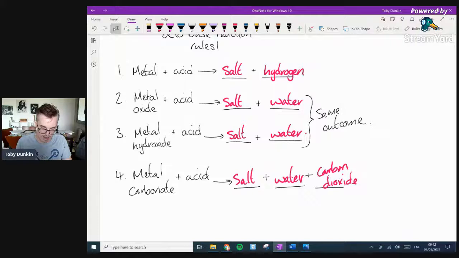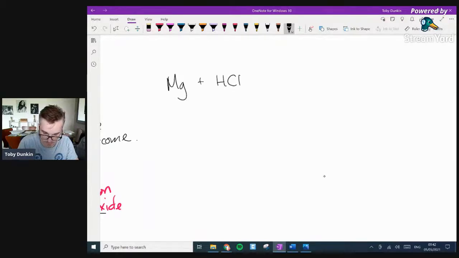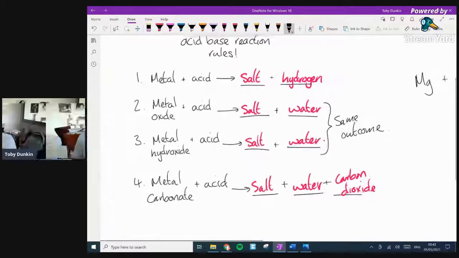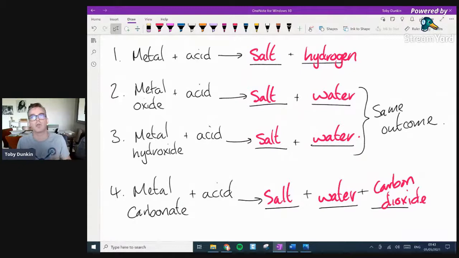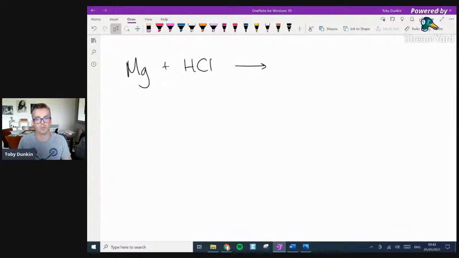Let's look at the equation now. Let's look at an example of each of these in equation form. So let's go for magnesium plus HCl goes to. You realize that these are called generic equations. You'll never be asked to do these at GCSE. This is key stage 3, and then it drops to key stage 4 when all of a sudden you're doing this. This is much more challenging.